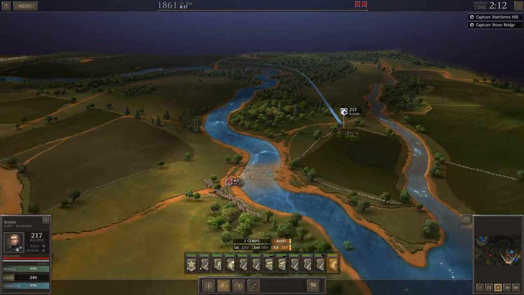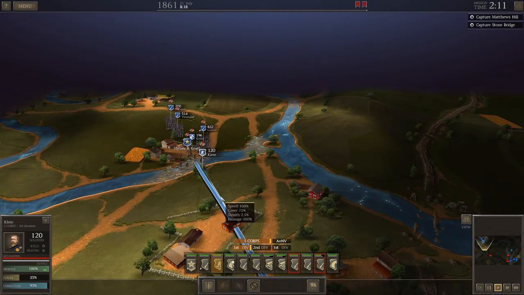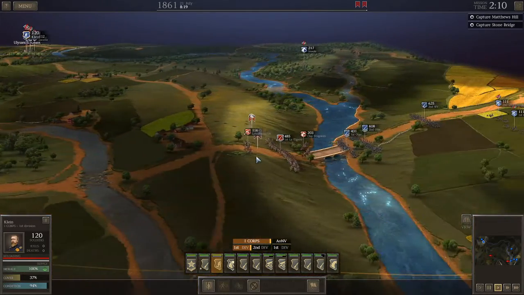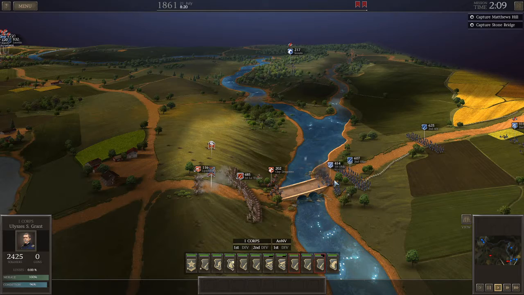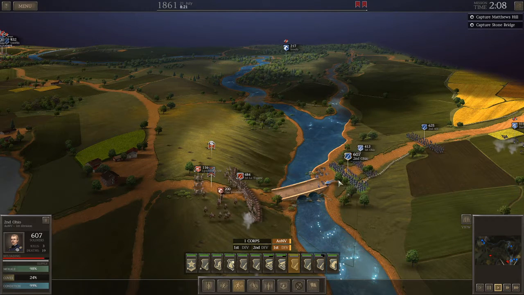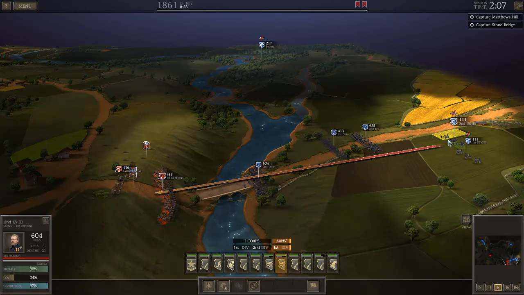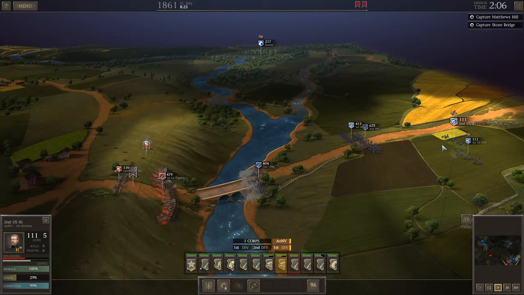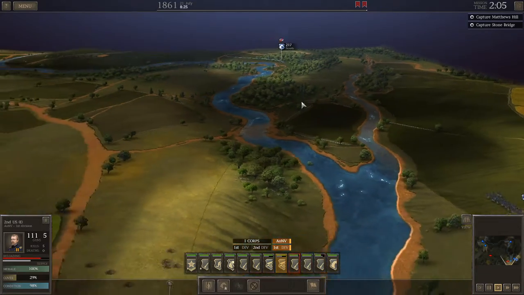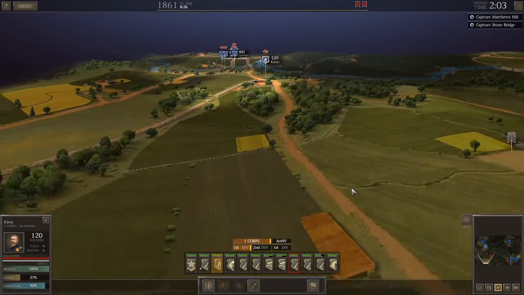So they are guarding that area, yet over here it's unopposed so far. We'll send our skirmishers up over here to this ridge and see if we can scout anything out. Okay, we're so far unopposed.